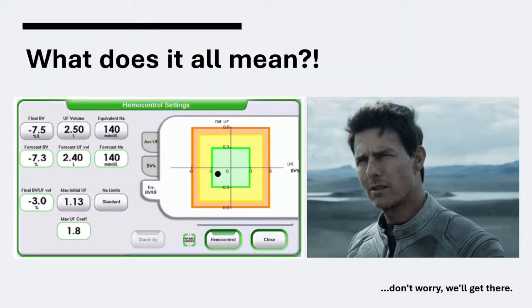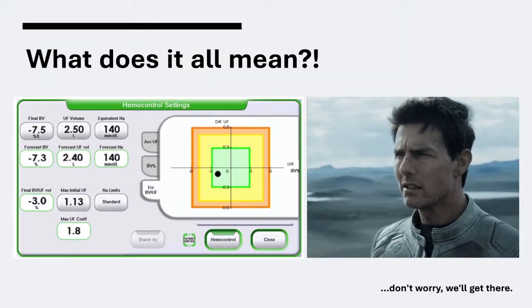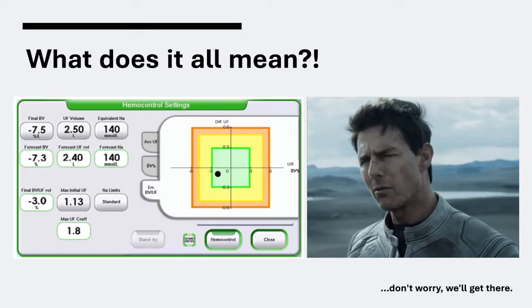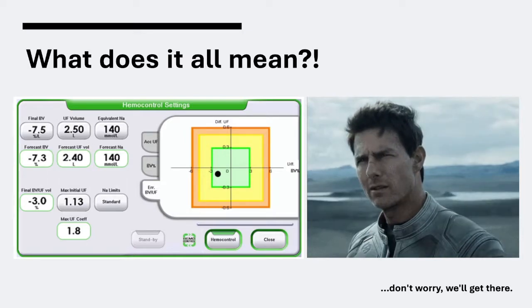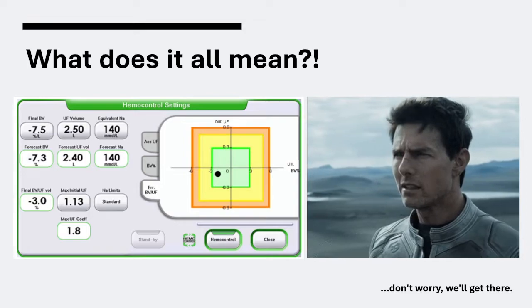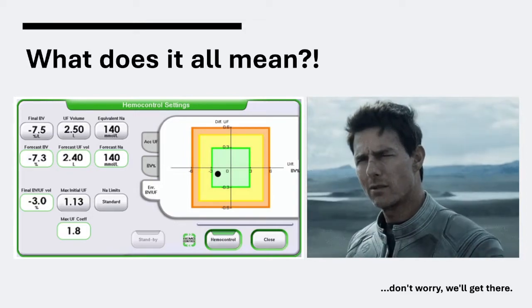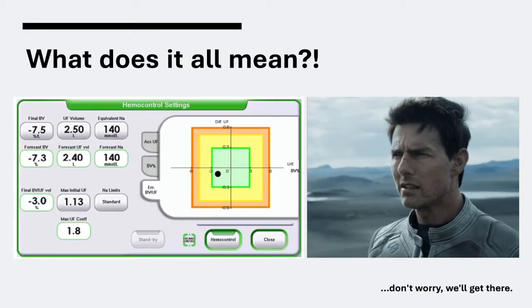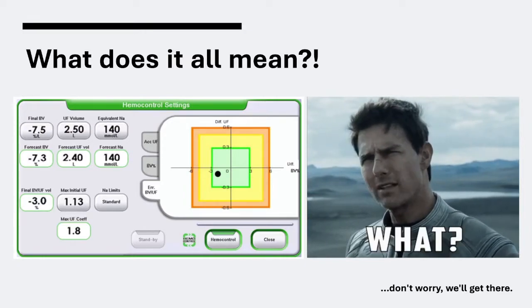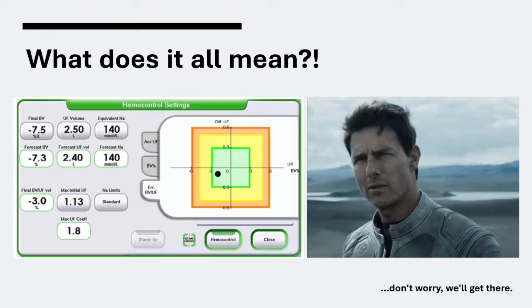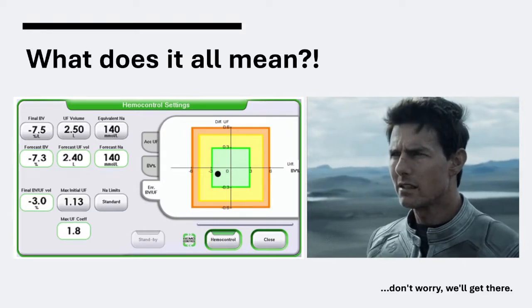So when people are first exposed to HemoControl, it can be very overwhelming. There's a lot of different graphs and charts, there's tons of numbers, and it's just a jumble of information that's all thrown at you. So my hope is that I can break it down into individual components so that by the end you'll have a better understanding as to what all of them mean and how to utilize them effectively.